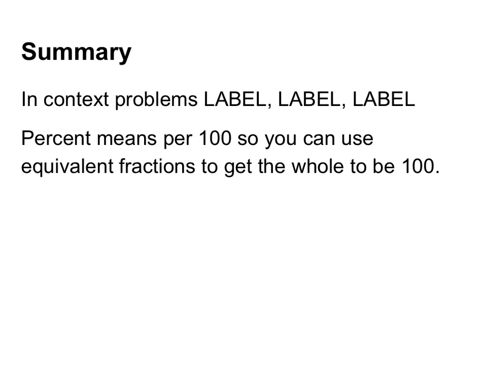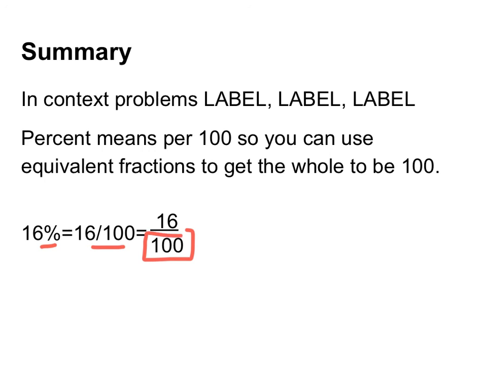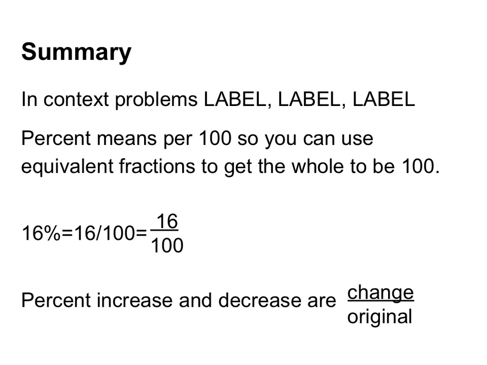So figure out what you're taking a percentage of. That is what you want to turn into 100. And then the symbols. The percentage literally means divided by 100. Percent increase and percent decrease: you're going to take the change, how much it increased or how much it decreased, and put that over the original number, the earlier number, the number that it was before the increase or decrease.